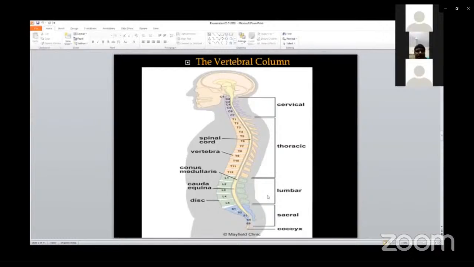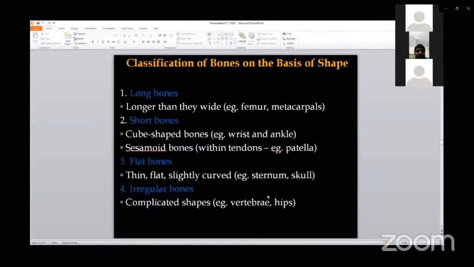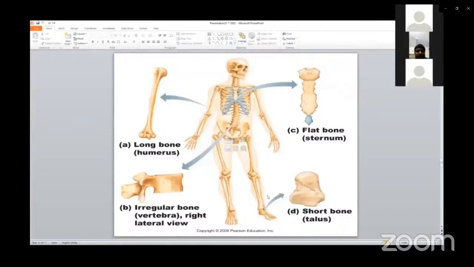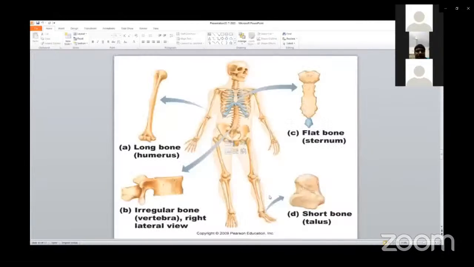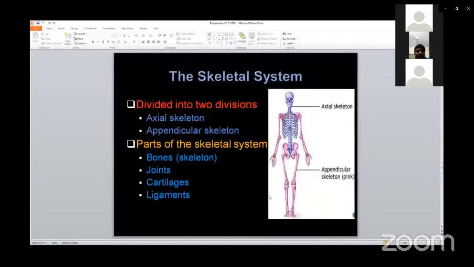Next one is parts of the skeletal system. There are 4 parts in our skeletal system. The first one is bone, that is nothing but the skeleton. The second one is joints. The third one is cartilages. The fourth one is ligaments. These 4 components join together and make the skeletal system.